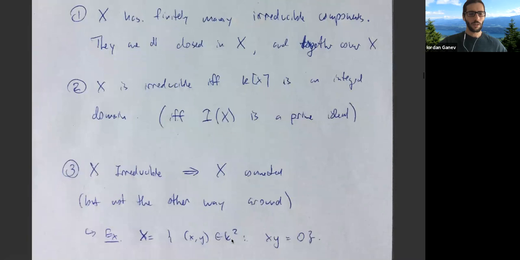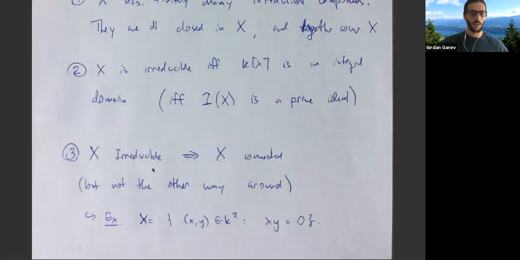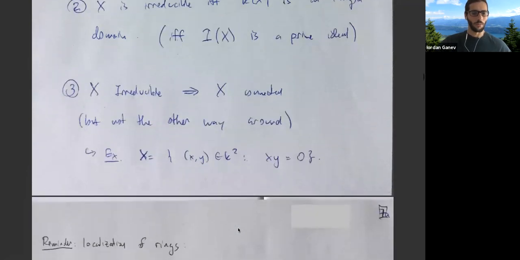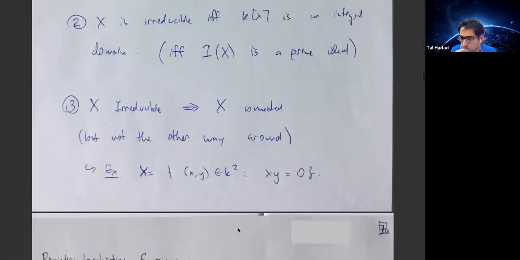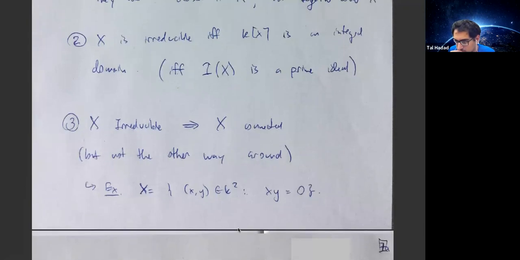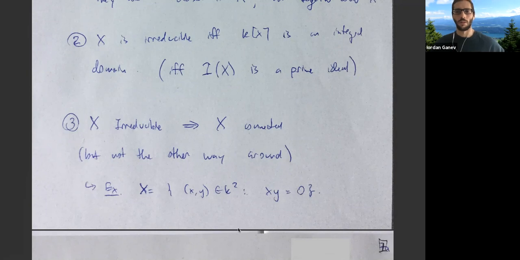So one thing to note is that if X is irreducible, then it's connected. That's pretty easy to see, but it's not true the other way around. So this is an example of a variety that's connected, but reducible. By connected, in what sense do you mean? In the Zariski topology? Yeah, in the Zariski topology. Okay.